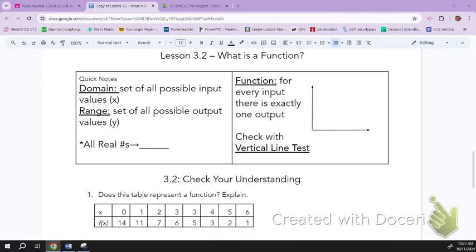Okay, we're on the next page. What is a function? First, we're talking about domain. Domain is the set of all possible input values, x. Our range is the set of all possible output values, y. Domain and range.